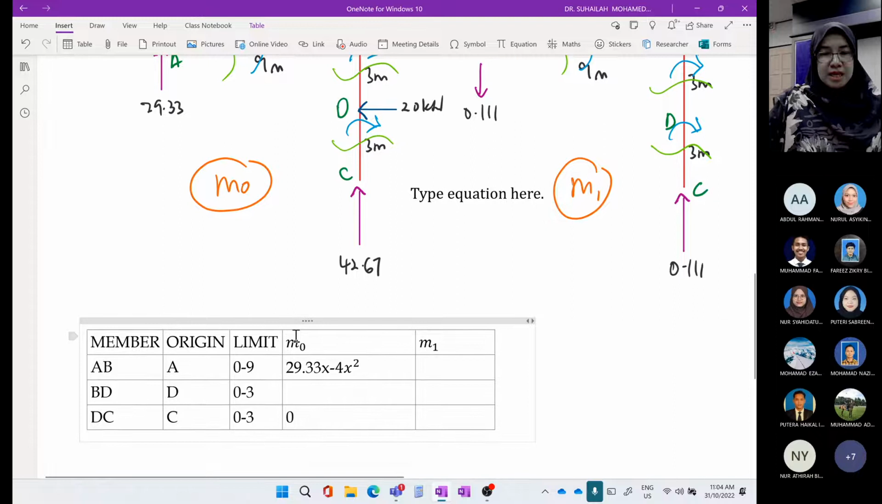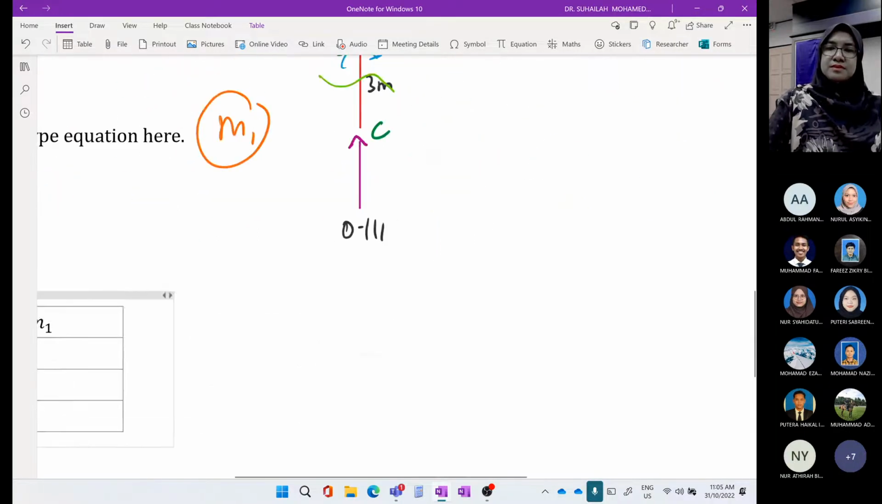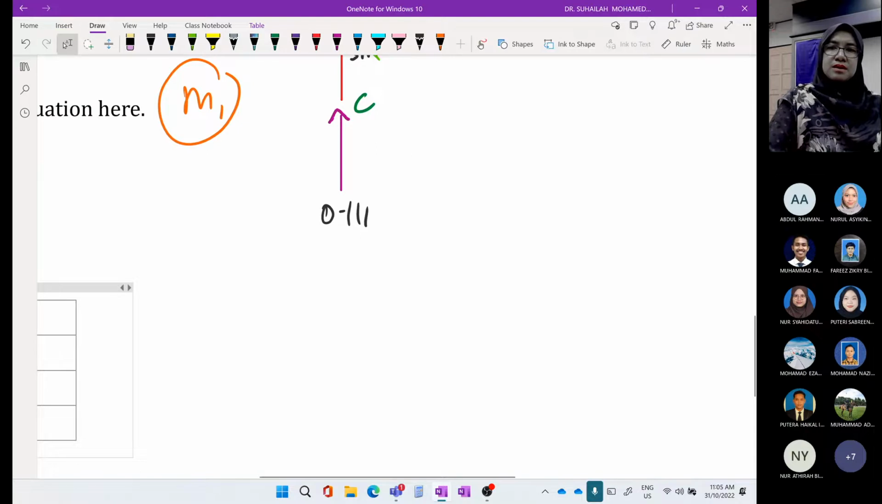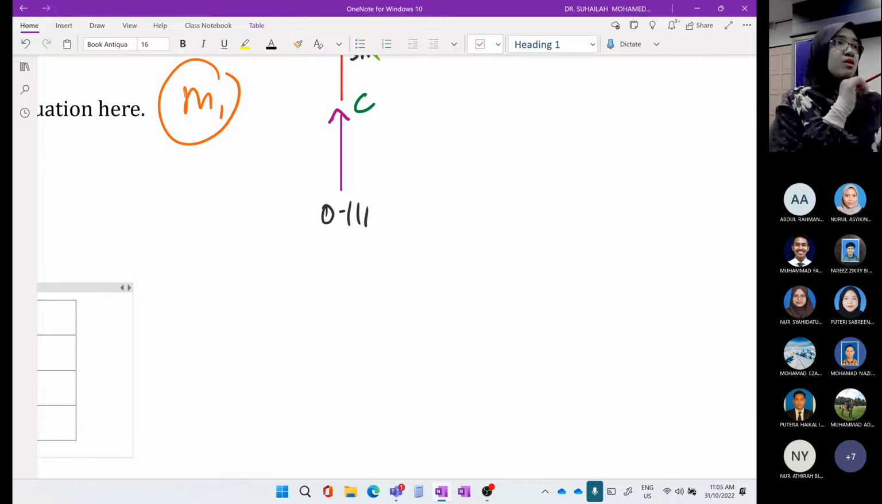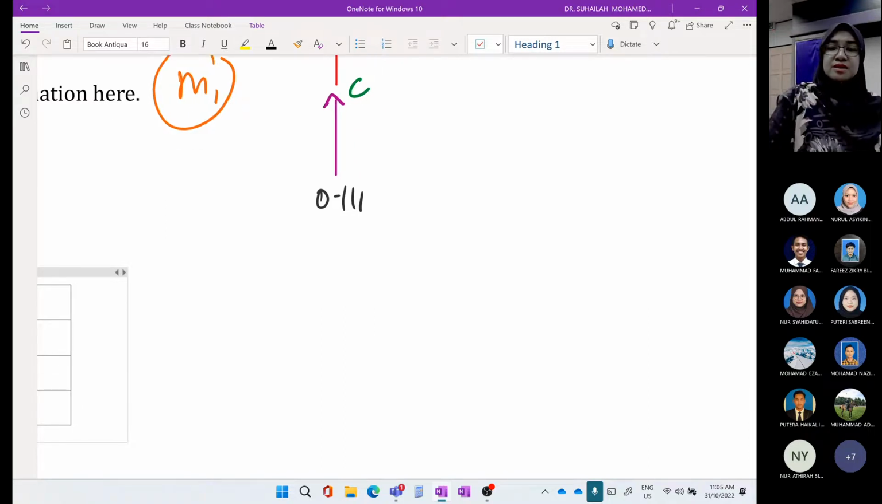BD, moment equation for BD, origin D. 20x. It is 20x lah. Okay, 20x. Dapat 20x? Cos dia macam ni. Itu kalau origin dia, depend on origin. Equation will depend on origin. If your origin start from C, memang kena tolak 3 tu. So dia ikut origin macam ni kan, section, the section.